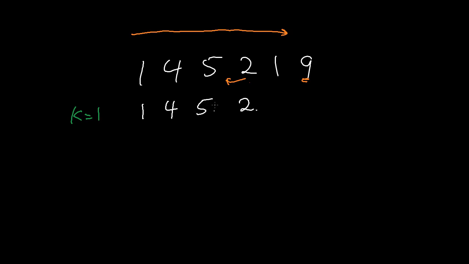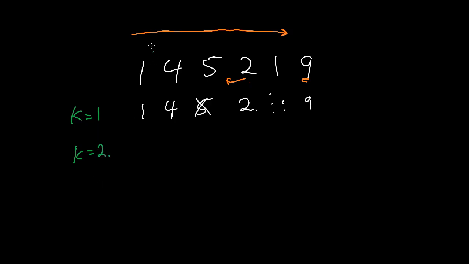Now let's compare 5 and 2. If we were to remove 5, 2 would take its place, which is actually fine, right? So that would give us a smaller number. So we can actually remove this 5. And of course, we can put in our 1 and 9 to get our first solution. Now what happens if we do k equals 2?